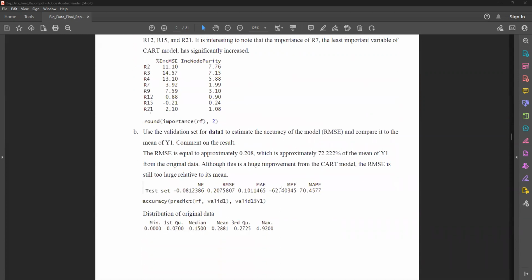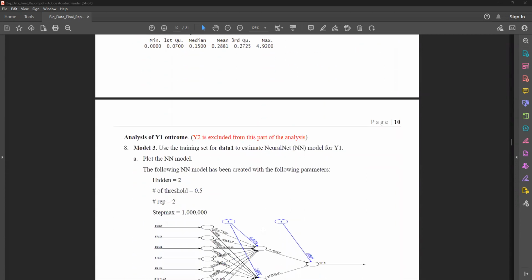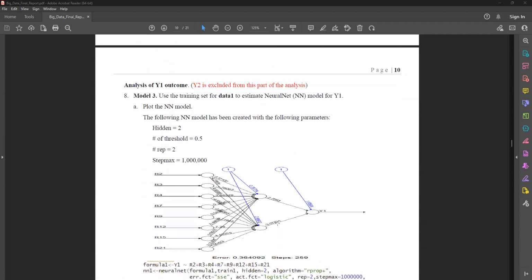The RMSE in this case is equal to 0.208, which is approximately 72.222% of the mean of Y1. Although this is a huge improvement from the CART model, the RMSE is still too large relative to its mean. Moving on to the last model, which is the neural net model.